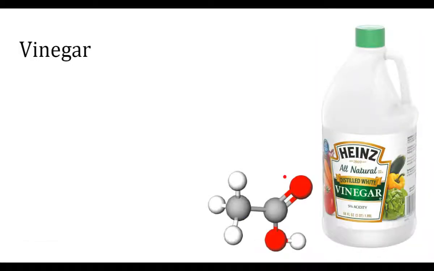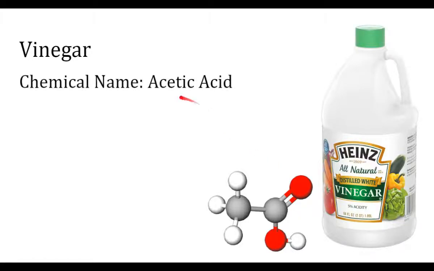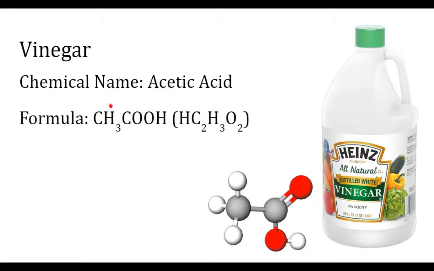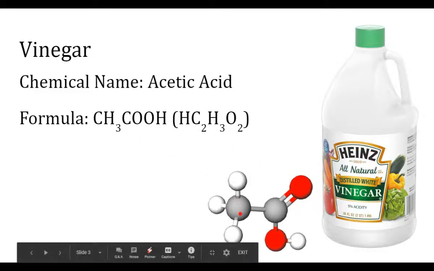Okay, then we have vinegar. The chemical name is acetic acid, and the formula for that is CH3COOH. Or another way you could write that is HC2H3O2. These have the same numbers of each element, they're just rearranged in a different order. Either way we look at it, we can see I have CH3, COOH, or maybe you want to think about it as HC2, and there's 3 H's over here and 2 O's, just writing the same thing in different order.